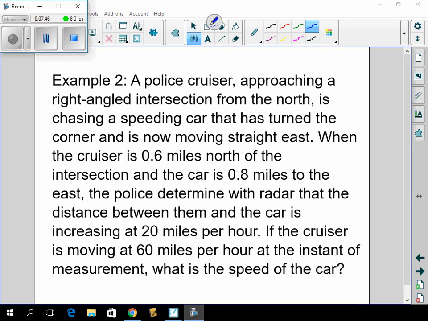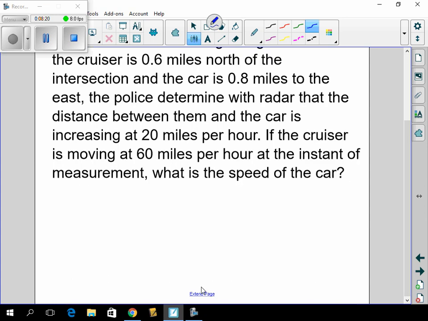So the second example gives me a police cruiser approaching a right-angled intersection from the north. So they're going down and they're chasing a speeding car that has turned the corner and is now moving east. It gives me that the cruiser is 0.6 miles north of the intersection and the other car is 0.8 miles to the east. And they're determining that the distance between them is increasing at 20 miles an hour. And so if the cruiser is moving at 60 miles an hour, what is the speed of the car that they're chasing?